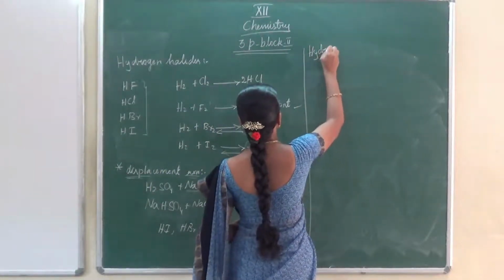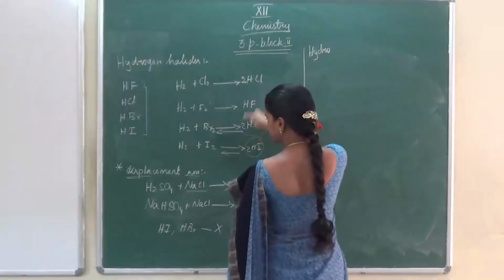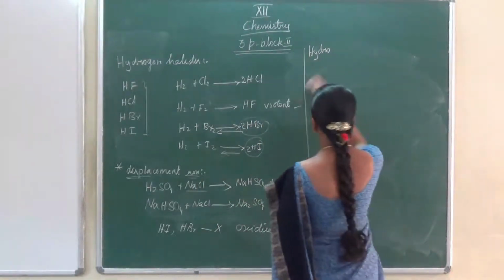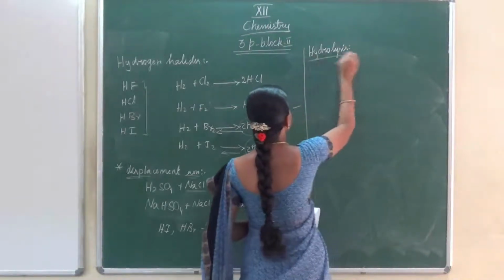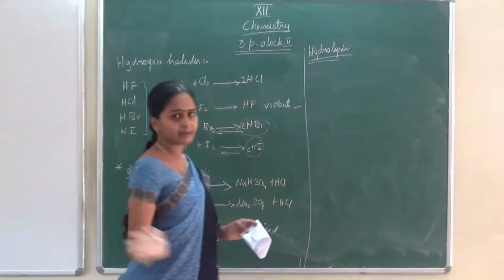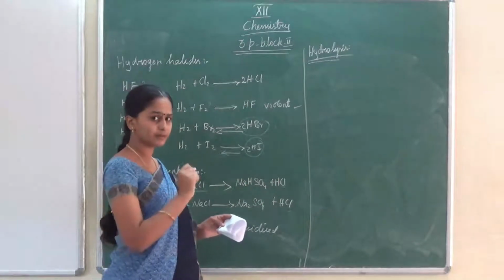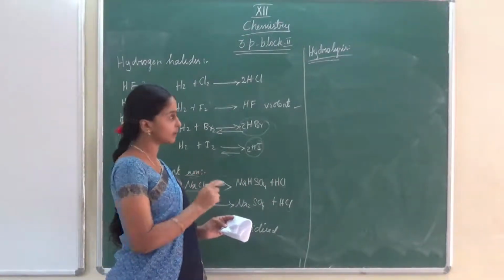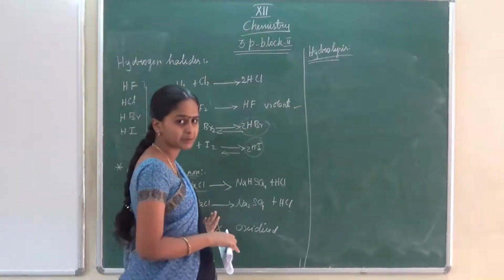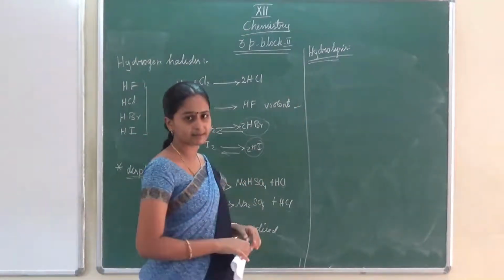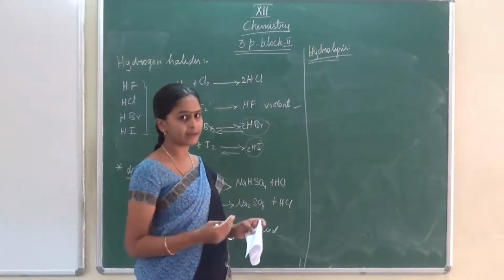First method is the direct combination method. Second method is the displacement method. The third method is the hydrolysis method. In your book, they have just given all the equations, but when you read line by line, you can find the endings separately. This is the combination method. This is the decomposition method. The next one is the hydrolysis method. Like that we can identify.